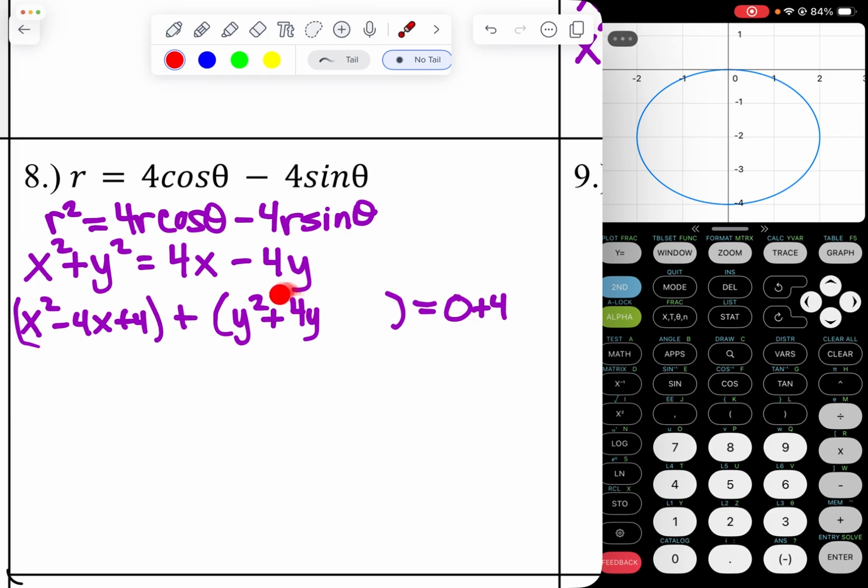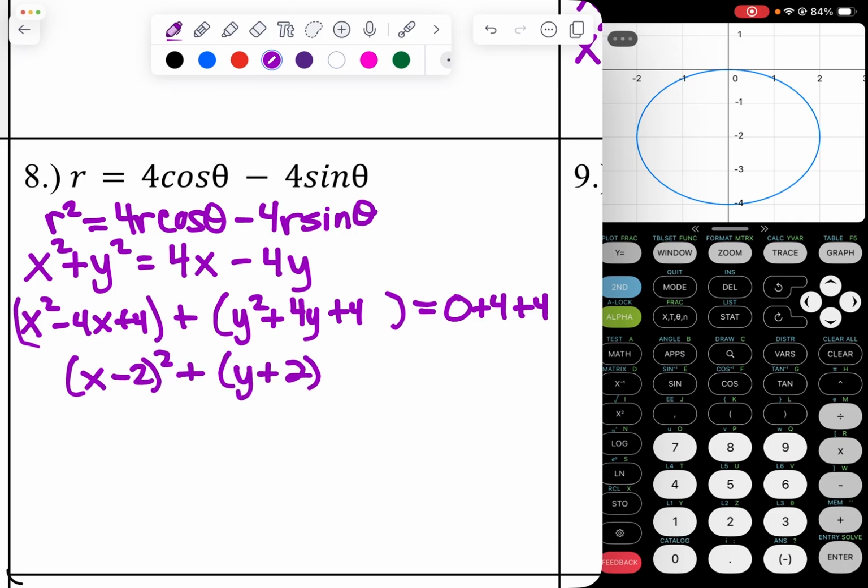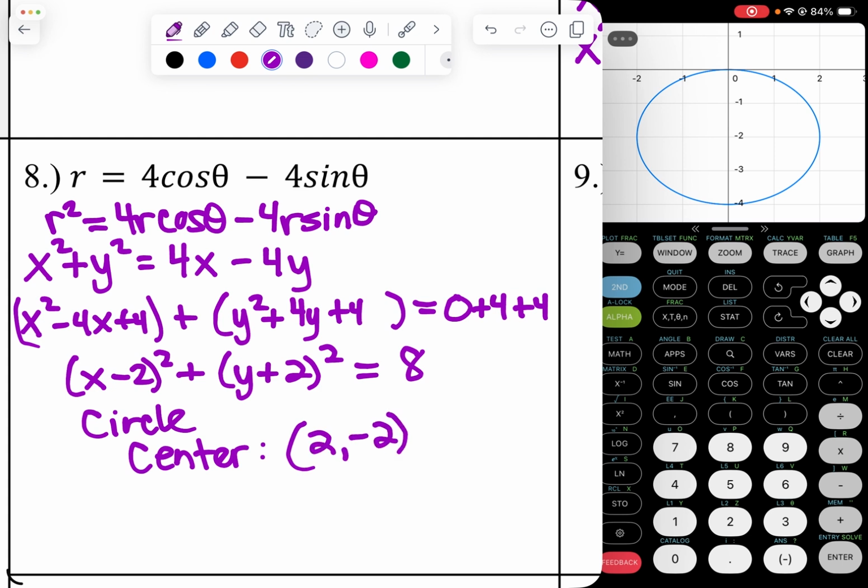All right, this one's the same. Half of 4 is 2, 2 squared is 4, so we've got to add 4 here as well. So that now we can write this as x minus 2 quantity squared plus y plus 2 quantity squared equals 8. So again, it's a circle. The center is 2, negative 2, and the radius is the square root of 8, which is 2 times the square root of 2.